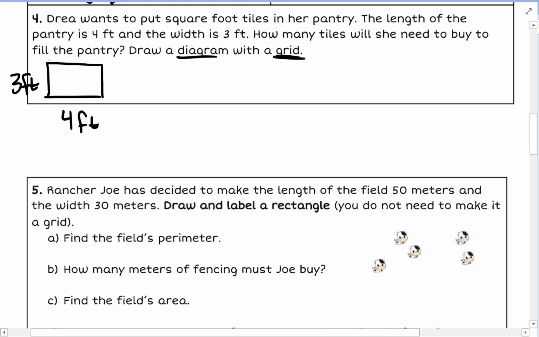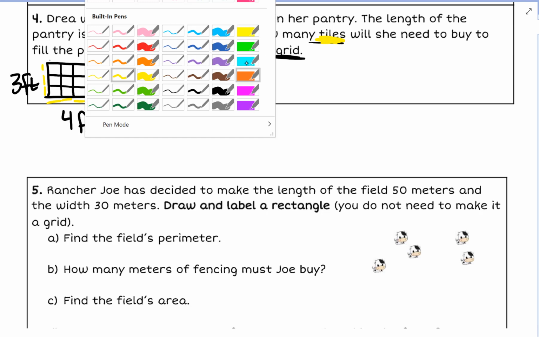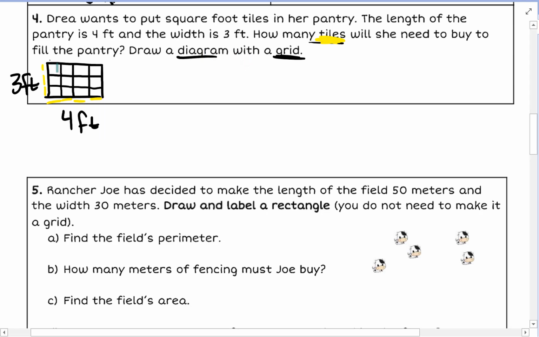And we're supposed to fill in a grid because she is going to put tiles in it. 4 units of length on the bottom. And then we need to have 3 rows. So 3 units of length over here on the side. And she's going to put a tile where each of these squares is. So how many tiles does she need to buy?